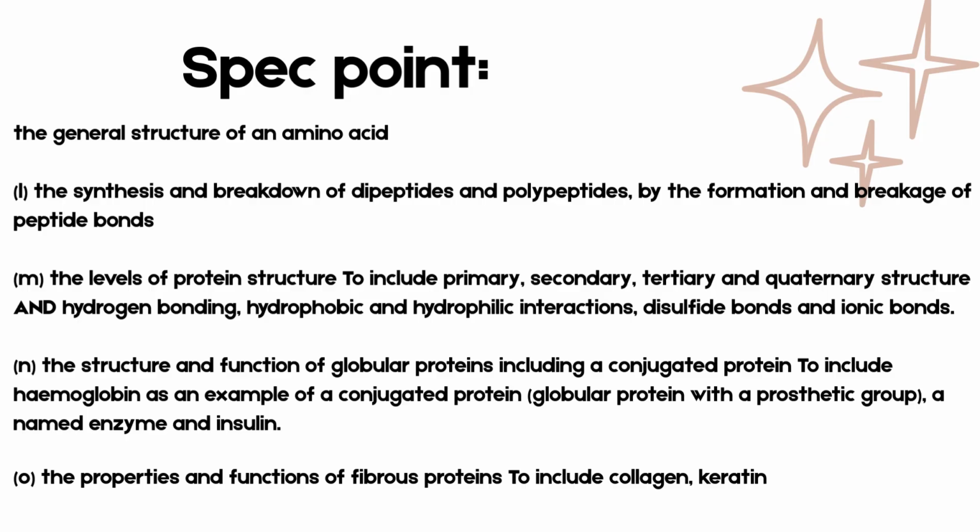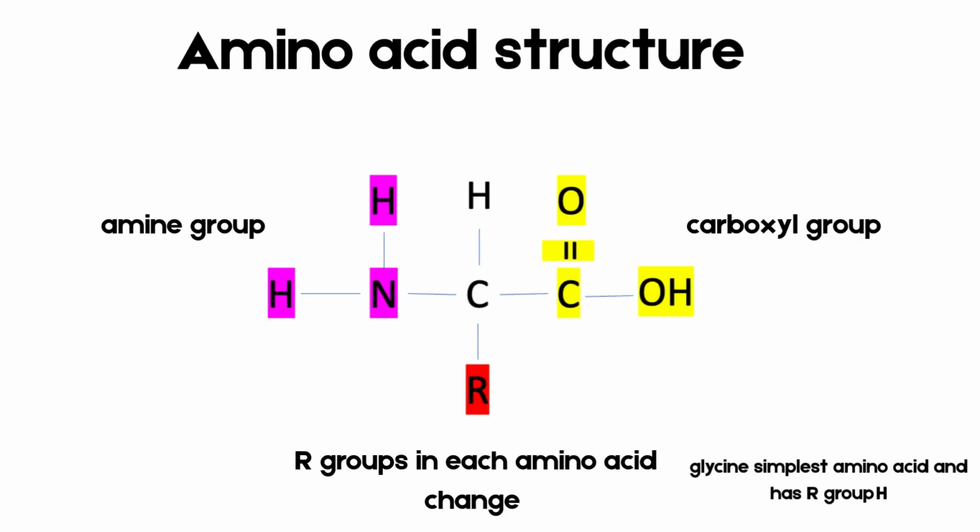Today we're diving into one of the most important topics in biology, proteins. We'll look at how amino acids are structured, how they join, and how the different levels of protein structure directly relate to their functions. This is the basic structure of an amino acid, with an amine group, a carboxyl group, and an R group that changes for each amino acid.